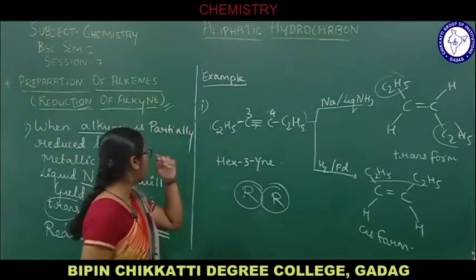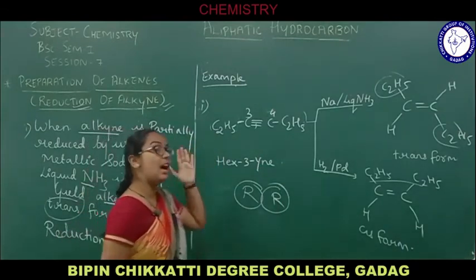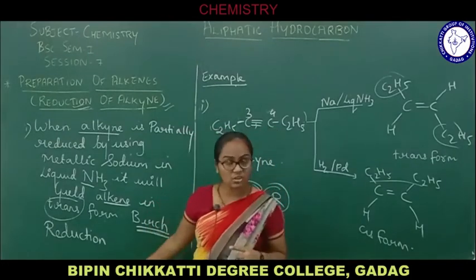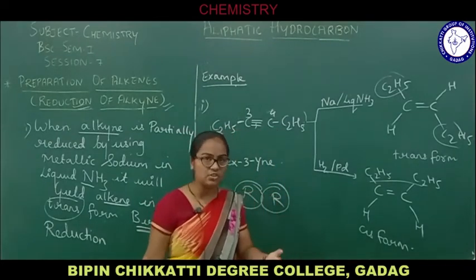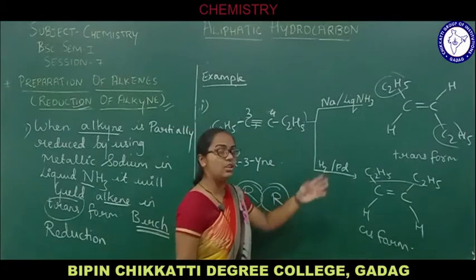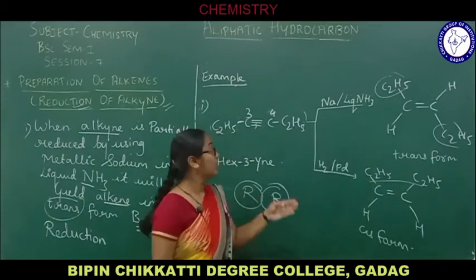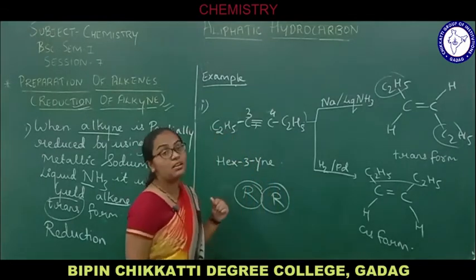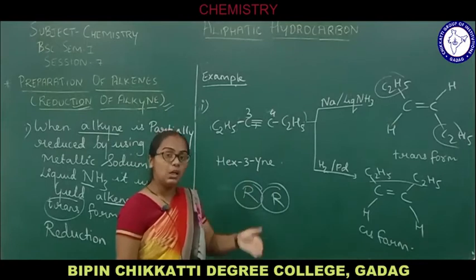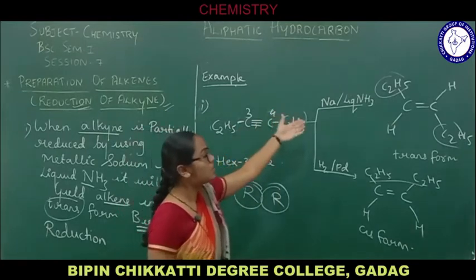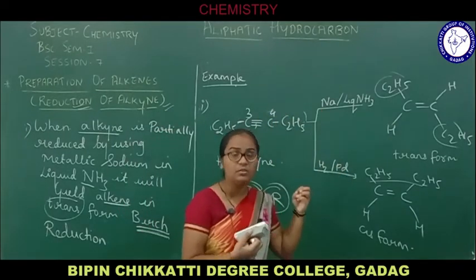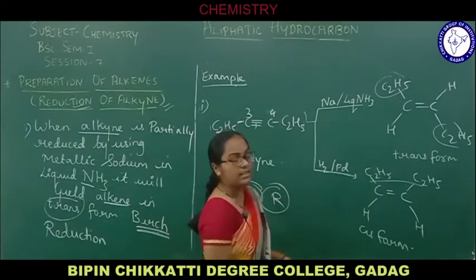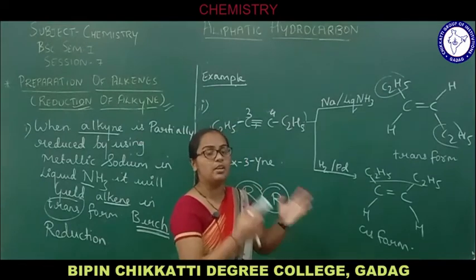So this is all about the reduction of alkyne, by utilizing first Birch reduction, and second catalytic reduction. In catalytic reduction you use palladium in the presence of hydrogen, and in Birch reduction metallic sodium is used in the presence of liquid ammonia. In Birch reduction the trans form of the product will be formed, whereas in catalytic reduction the cis form of the product will be formed.